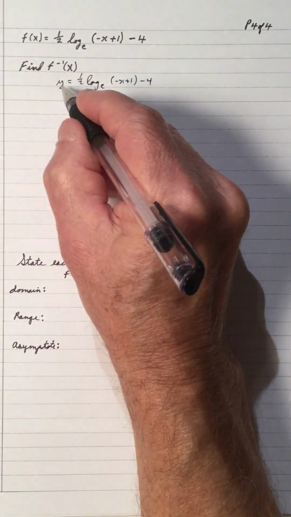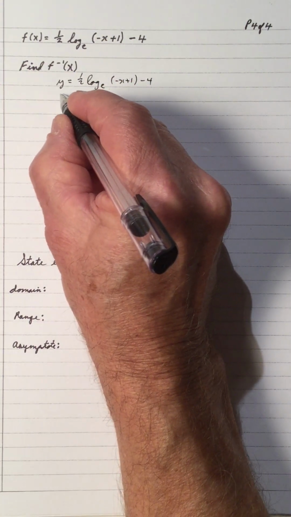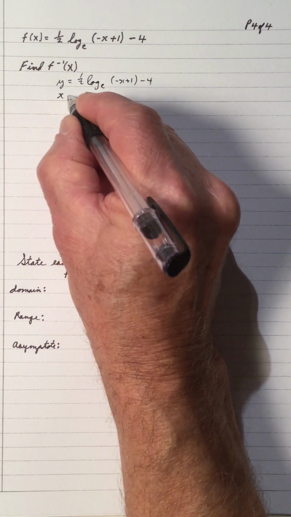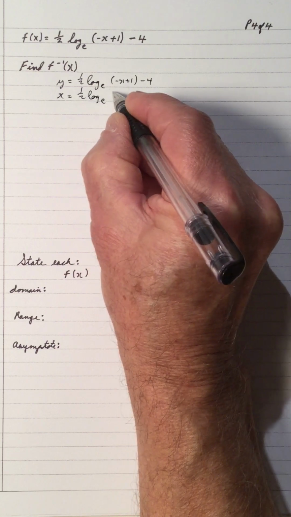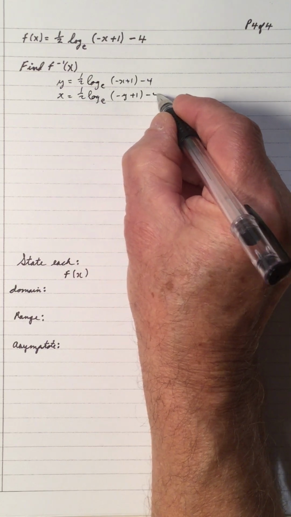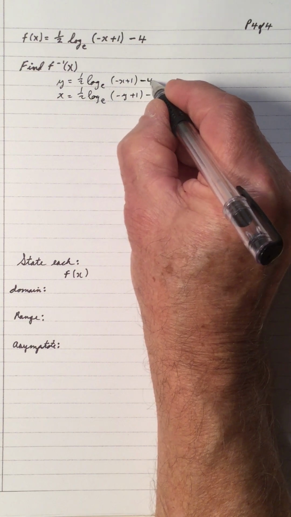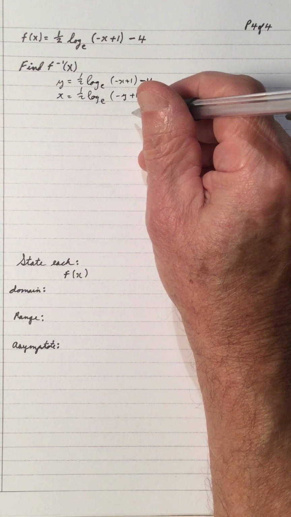So I change the f of x to a y. To do its inverse is a reflection in the line y equals x. So y is x and x is y. And I'm doing this inverse.